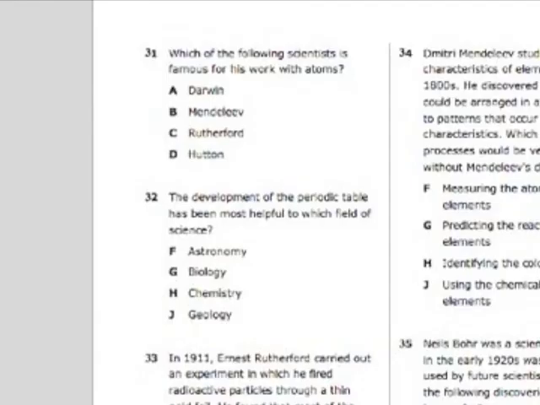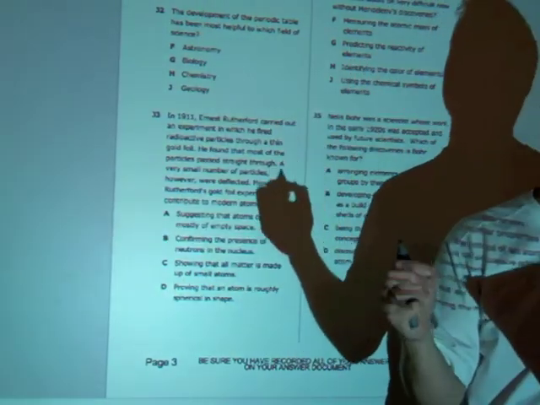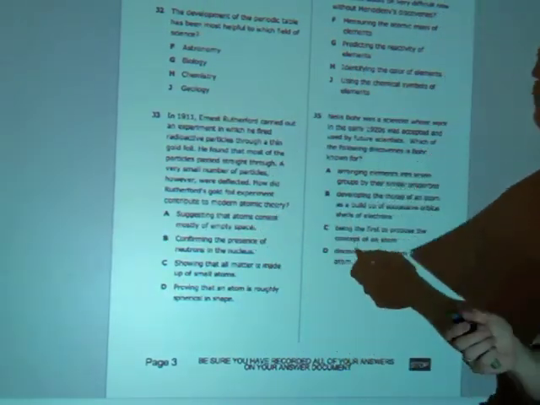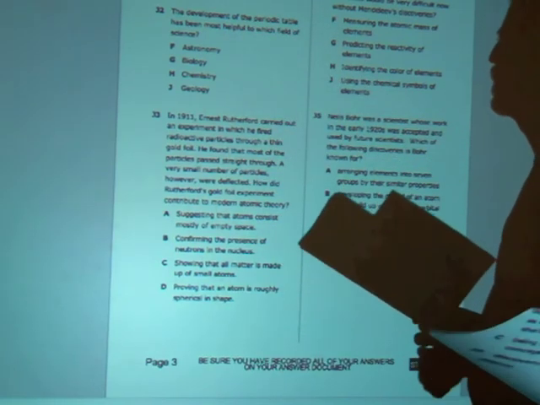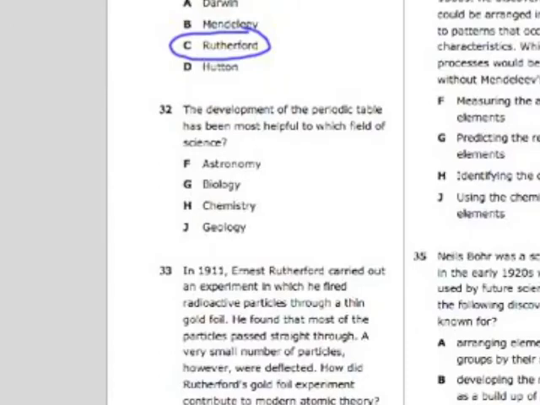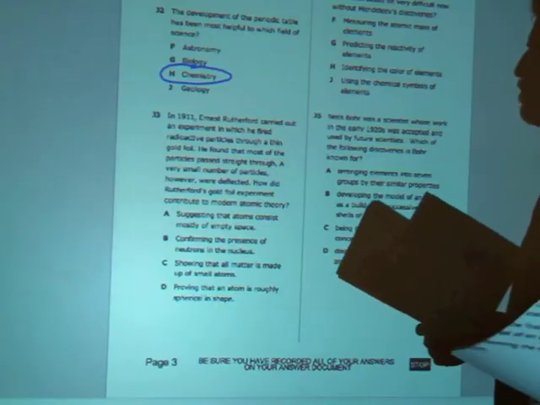Which of the following scientists is famous for his work with atoms? Darwin, Mendeleev, Rutherford, or Hutton? Rutherford. Remember, he was responsible for not only the atomic theory, but also the history of the periodic table. So Rutherford. Mendeleev was only responsible for the periodic table. Okay. Number 32. The development of the periodic table has been most helpful to which field of science? Chemistry. In fact, we're working with chemistry this 6 weeks.